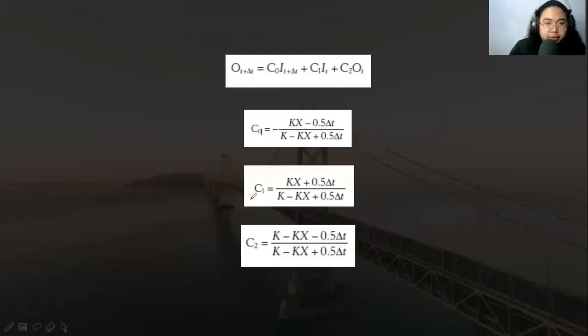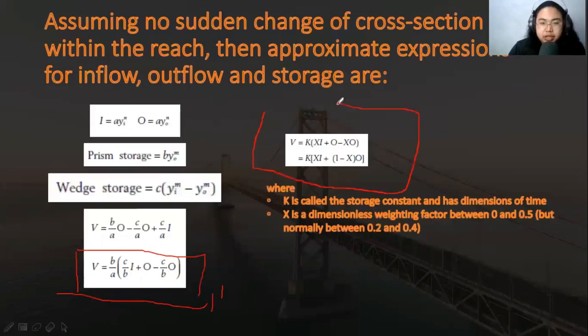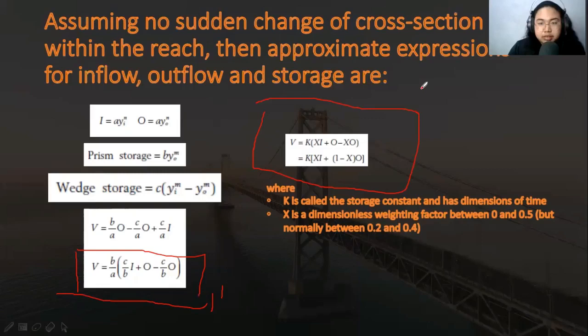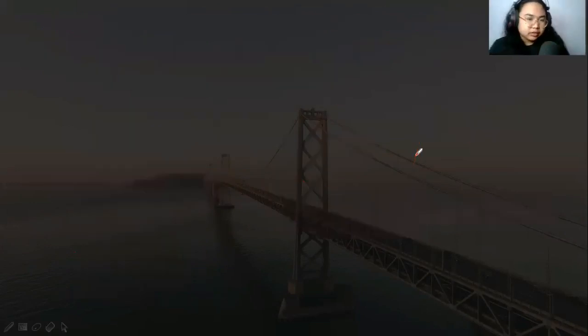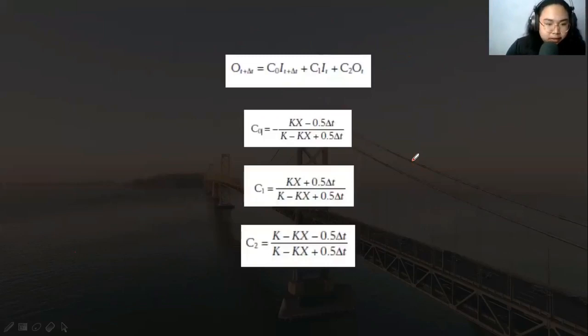So, from the equation kanina, ito na equation na ito, it is what you call the Muskingum equation. Muskingum equation. So next. Yan. Okay. So obviously only approximation lang, sabi ko kanina, si Muskingum equation, it is widely used then for its reasonable results.